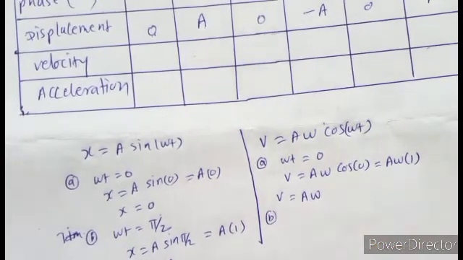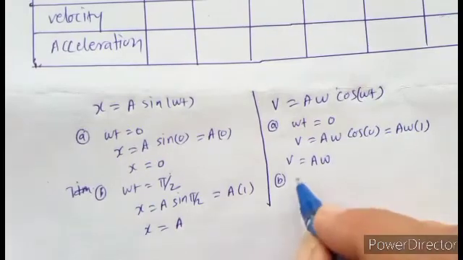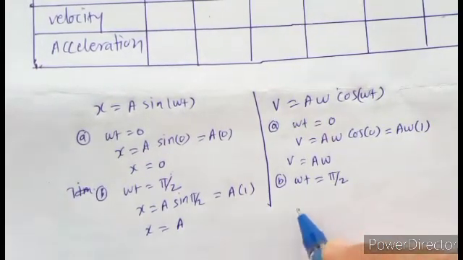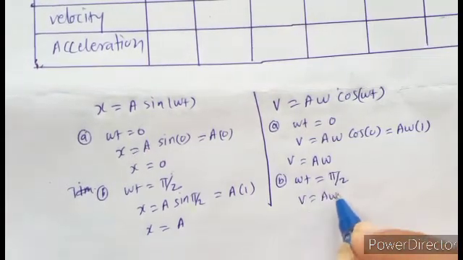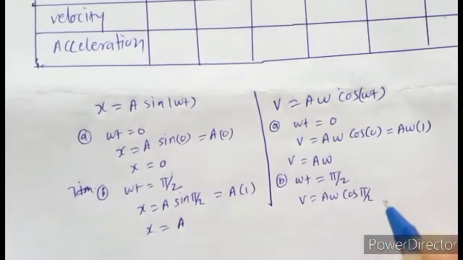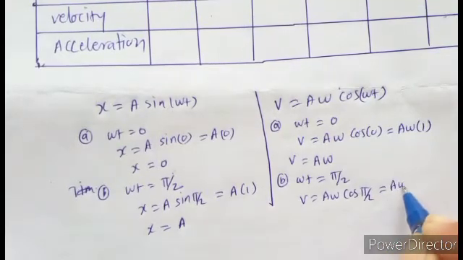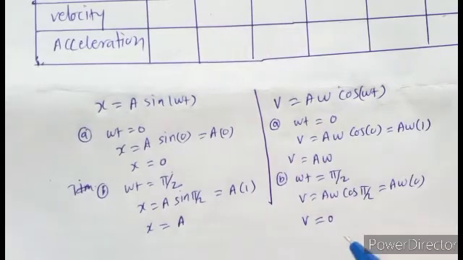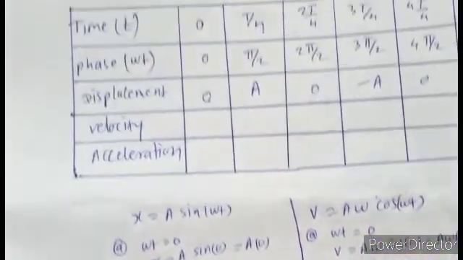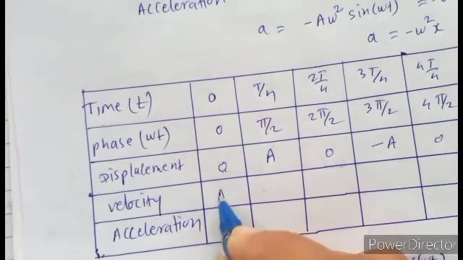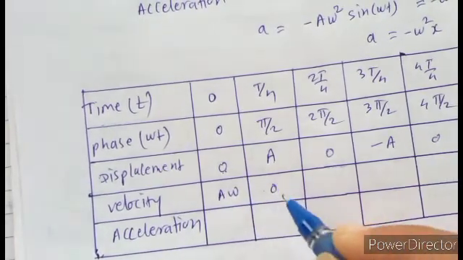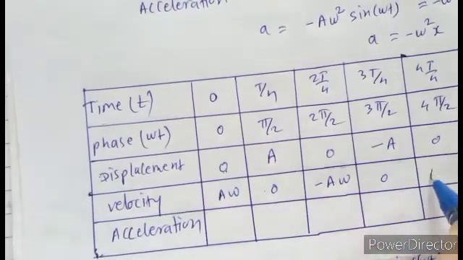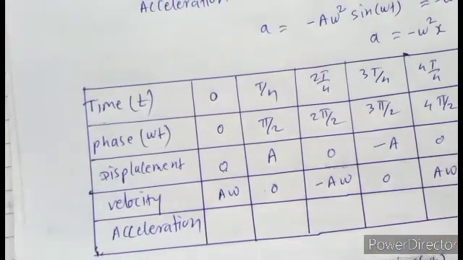Second value, when omega t is pi by 2, v is equal to A omega cos of pi by 2. Cos pi by 2 is 0. Naturally, v is equal to 0. Substitute these values in the table again. So the first value is A omega, then 0. Then we write minus A omega, again 0, plus A omega, 0.